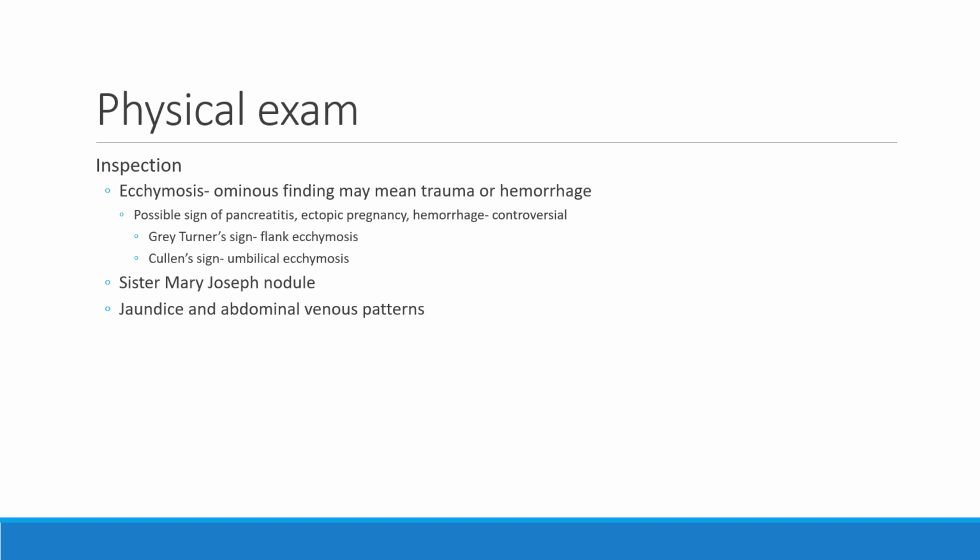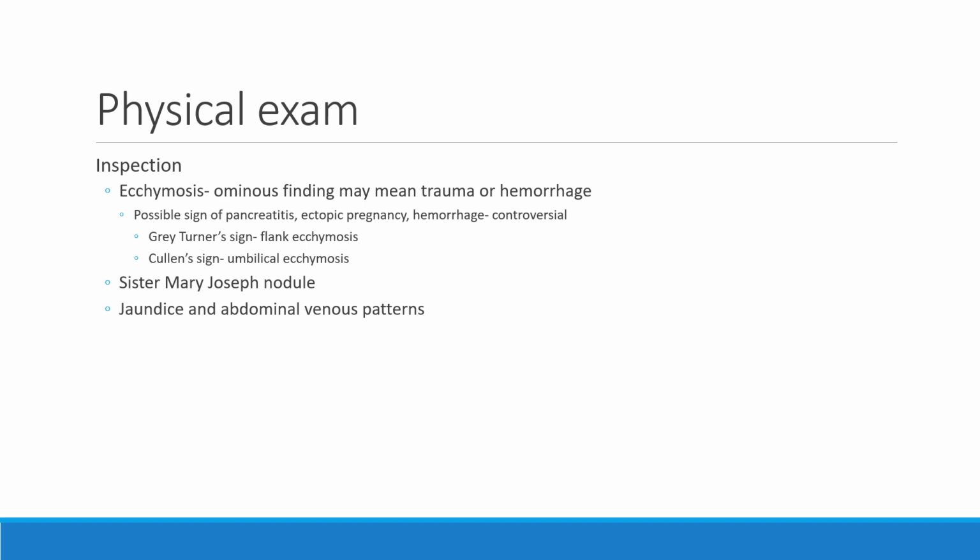I did mention the possibility of ecchymosis, which is an ominous finding, meaning that your patient may have had trauma or hemorrhage. It's a possible sign of pancreatitis, ectopic pregnancy, or hemorrhage, but it is a controversial sign. Gray-Turner sign is flank ecchymosis, and Cullen sign is umbilical ecchymosis. Also a Sister Mary Joseph nodule, which is an umbilical nodule. It can be an initial sign of malignancy or a metastatic sign.